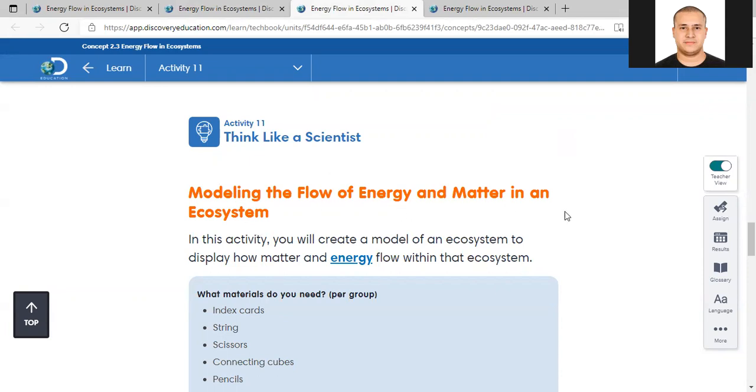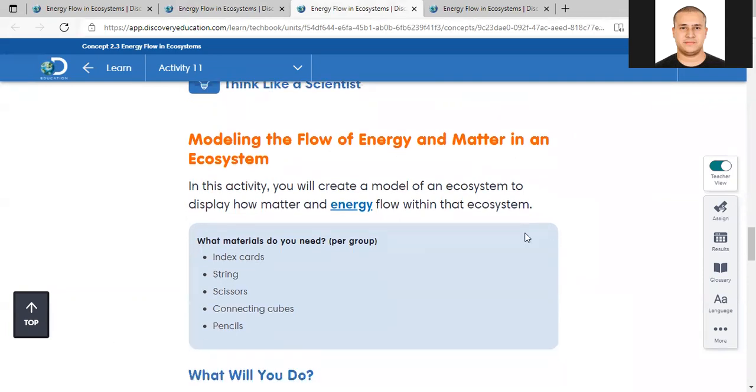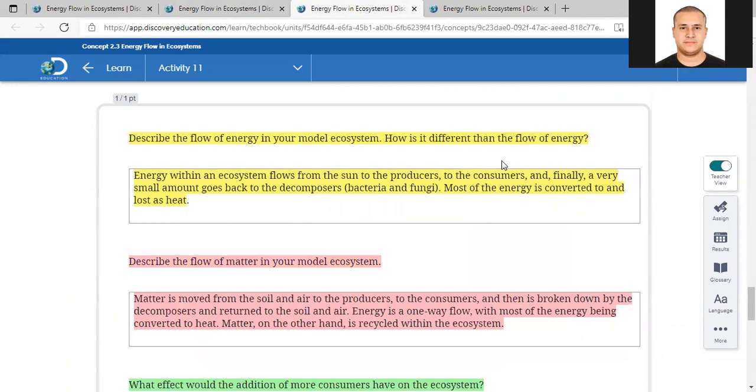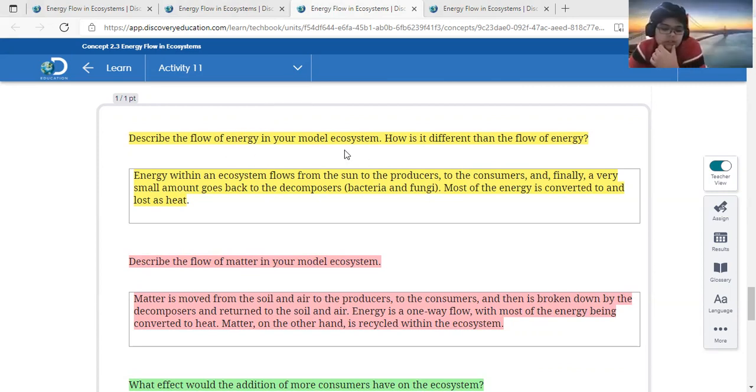This is modeling the flow of energy and matter in an ecosystem. Okay, this is the activity of making a model of the energy and matter flow in the ecosystem, but there are many questions that we will read together. This is like a refreshment about the summary that we studied. So let's start. Iyad Ahmed. Yes, mister. Read and answer the question. Read the question and its answer that are in yellow.